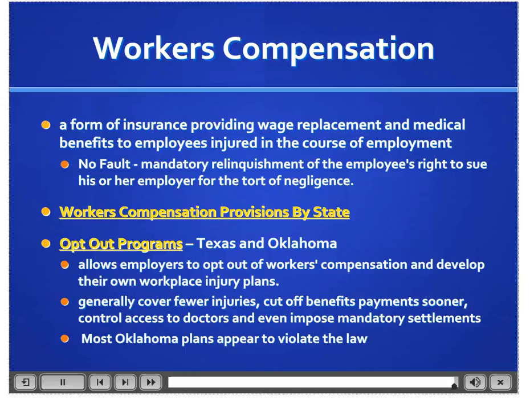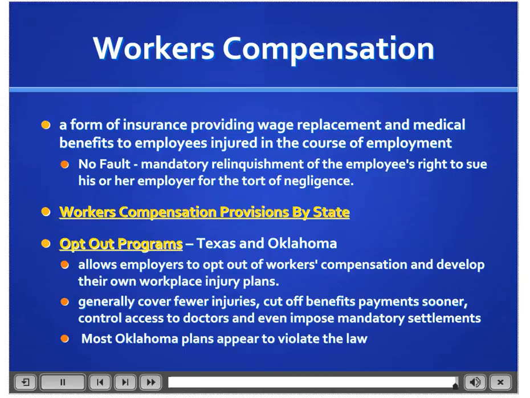Texas and Oklahoma have plans where the employers can opt out of workers' comp and develop their own workplace injury plans. But these workplace injury plans, they're finding more and more are subpar, and that people are not getting the benefits that they want. Their benefits are cut off much sooner than they would be under normal workers' comp claims. And through some investigations, they've already seen that most of the Oklahoma plans under these opt-out programs violate the law. And people feel like their hands are tied. There's very little they can do.